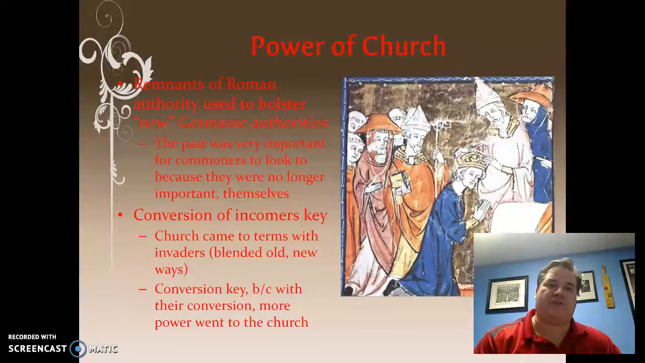The conversion was also key because with their conversion, more power came to the church. Okay, these kings and Germanic war chiefs would bend their knee to the church to receive the blessing of this great institution, the seemingly eternal institution. And that was really important to lighten the load on some of these little guys, the commoners, in the years and decades and centuries to come.